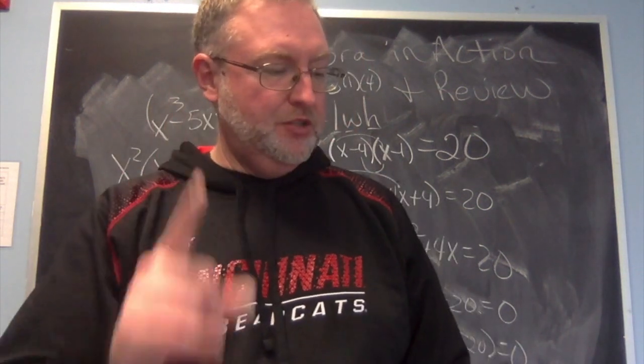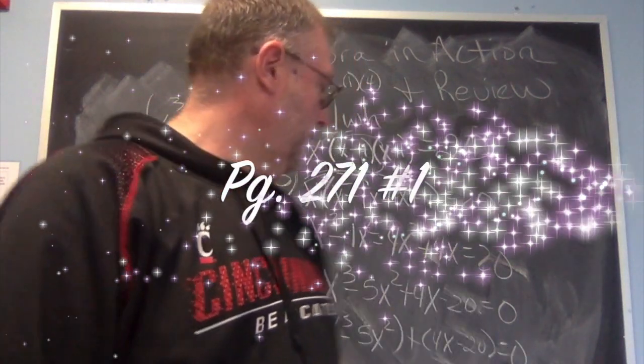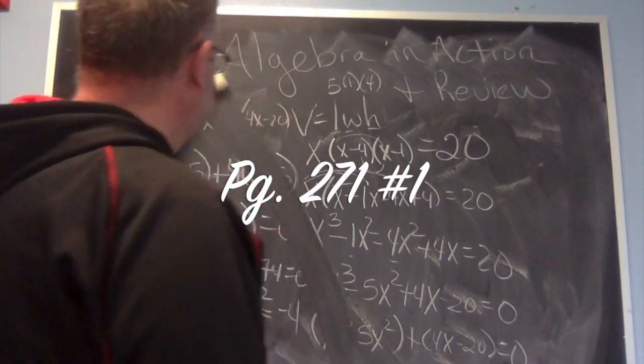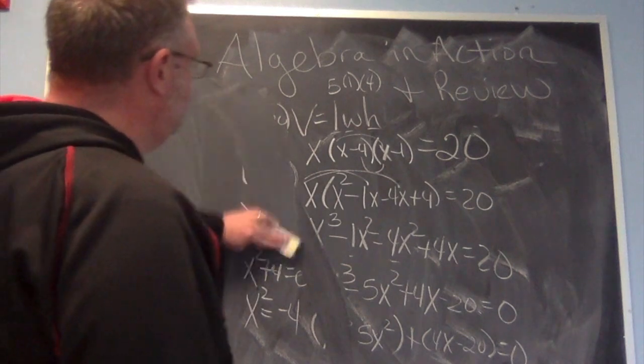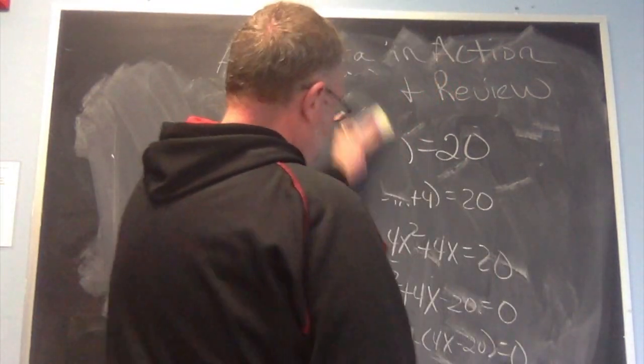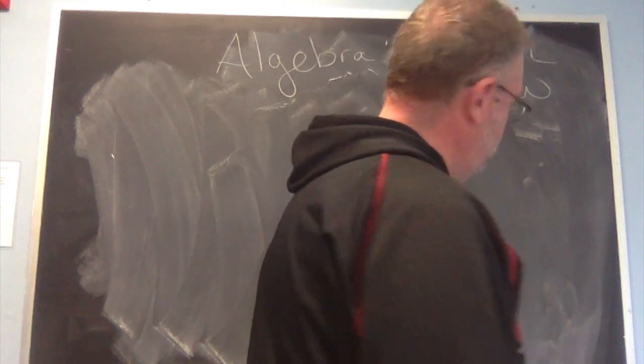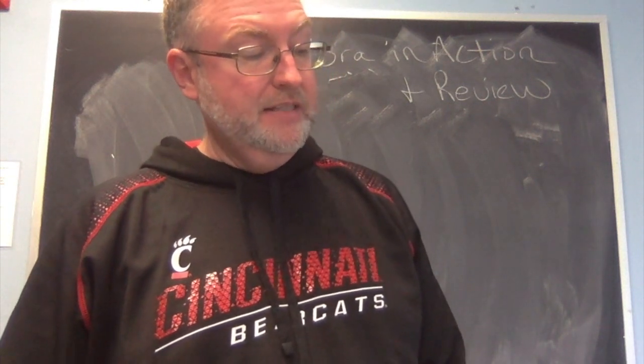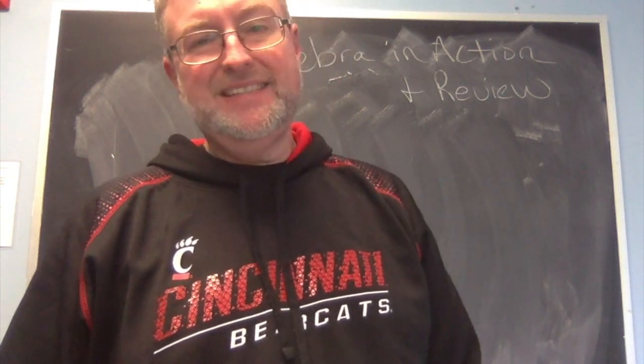But look at page 271, number 1. All right, page 271, number 1. Let me erase this board while you're looking there. Go ahead and start reading the problem while I'm erasing this. All right, number 1 says this. It says a rectangle is 7 feet longer than it is wide. If the area is 144 square feet, what's its dimensions?